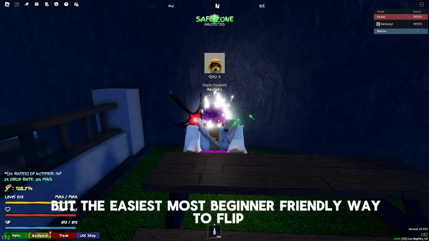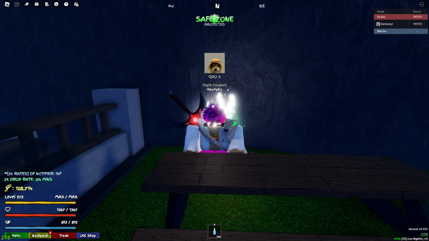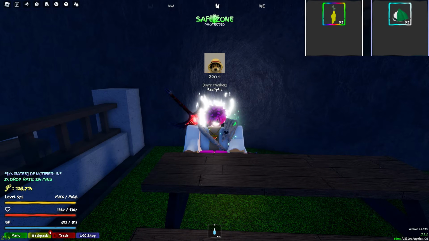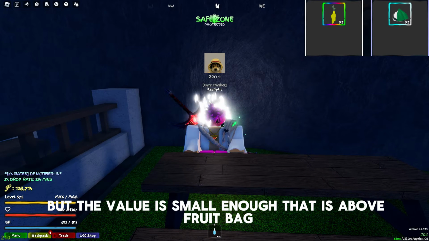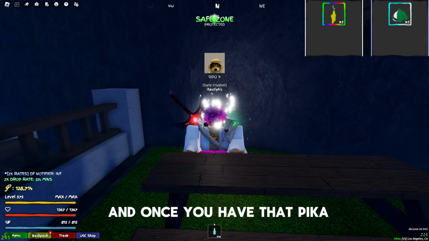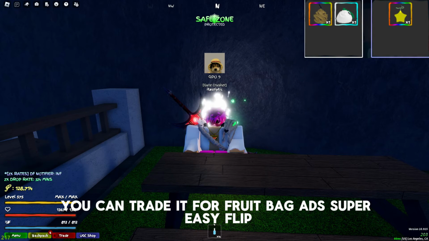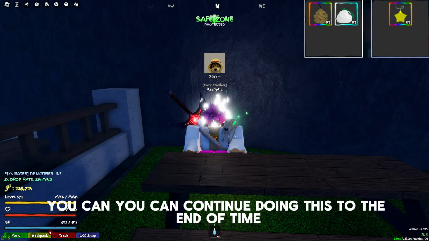But the easiest, most beginner-friendly way to flip is to somehow get your hands on a fruit bag and trade it for Pika, which is slightly above fruit bag. But the value is small enough that you can get it for fruit bag alone. And once you have that Pika, you can trade it for fruit bag adds. Super easy flip. You can continue doing this to the end of time.